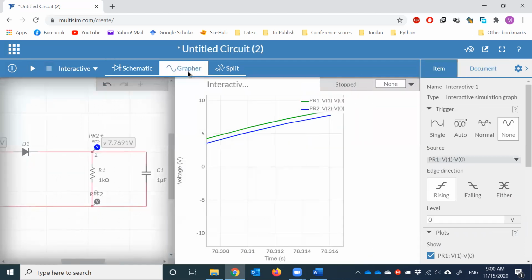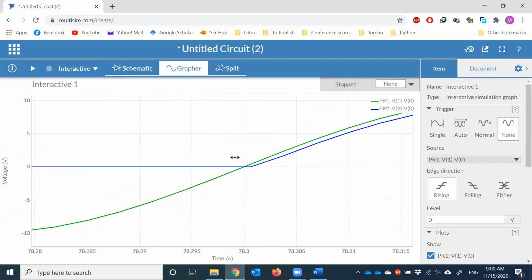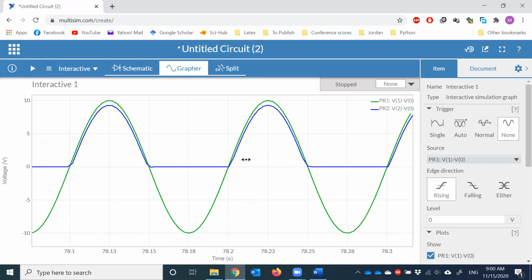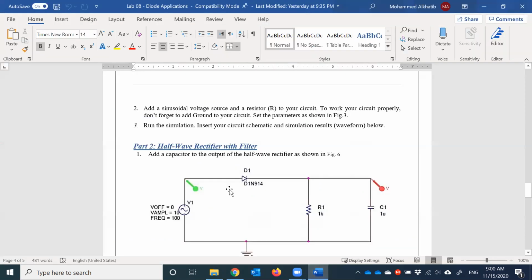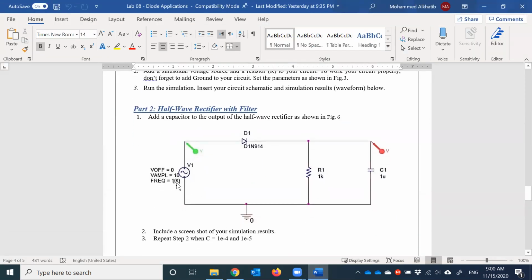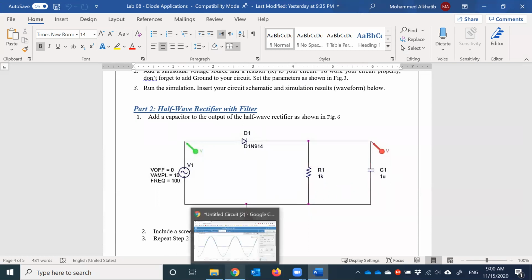Now, once you add this capacitor and run the simulation, stop, go back to the graph, and let's play with the timing waveform. Yeah, there's not much change here because the time constant, something we did not cover in the class, was very fast. So the capacitor will charge and discharge immediately. Let's play a little bit with the frequency, and I modified it here to be 100 hertz. 1 kilo ohm, 1 microfarad.